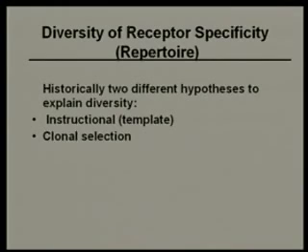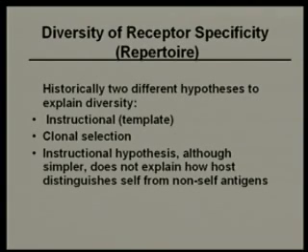So the alternate hypothesis was clonal selection. And what this states is that through a number of processes, T cells that are able to recognize self-antigens are deleted, and the ones that are able to recognize non-self are clonally selected. And I'll go into more detail about that. So again, the instructional hypothesis, although it's very simple, does not explain the fact that we're able to recognize self from non-self.